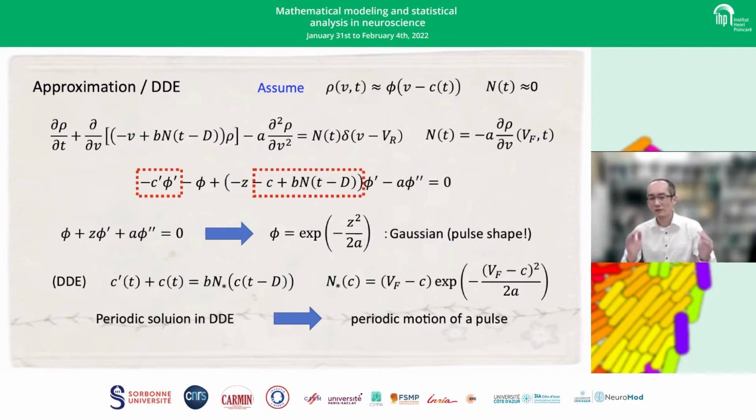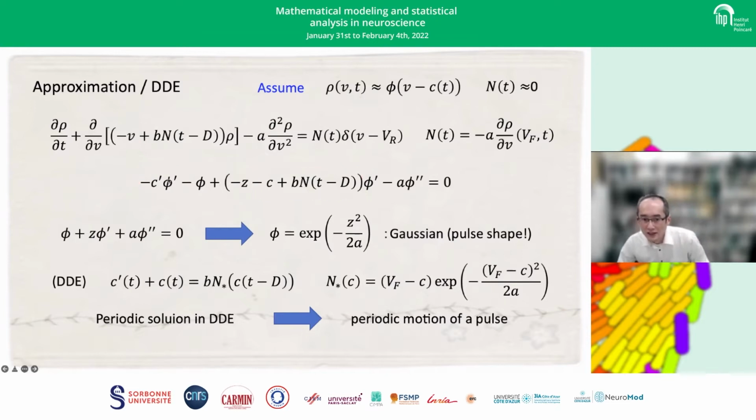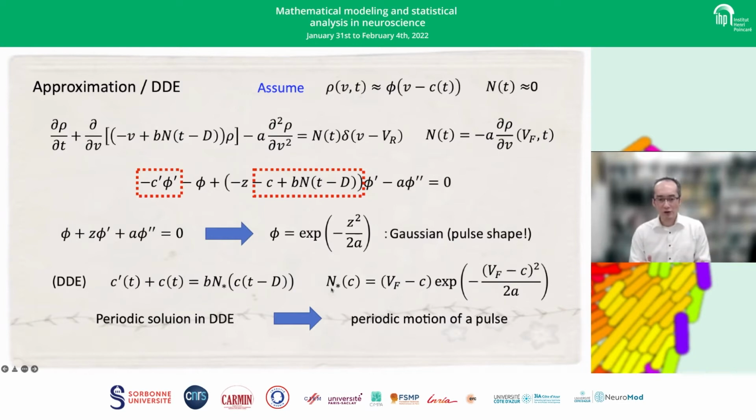Next, we focus on the red one, okay? Let's see. Here is the first derivative of phi, and also here is the first derivative of phi, okay? We kick out these values and we collect the remainder terms. We have this one. This is the scalar equation for function C with time delay.